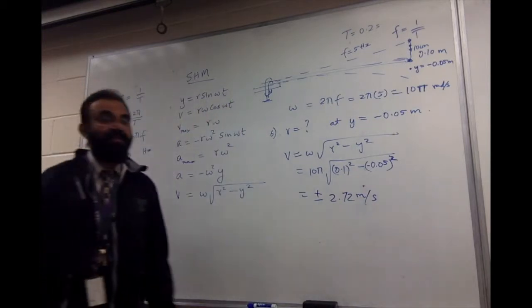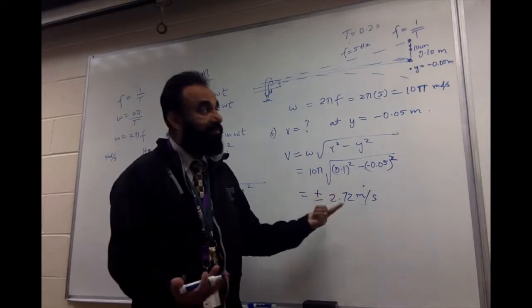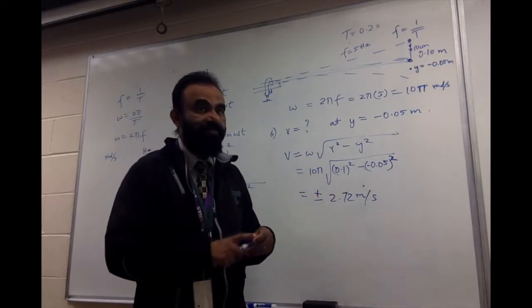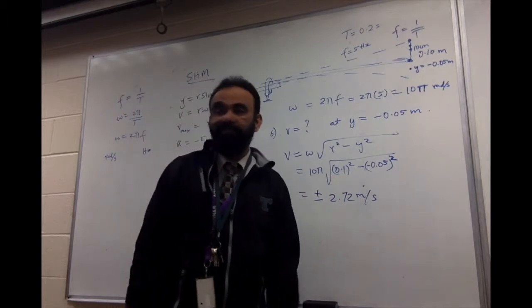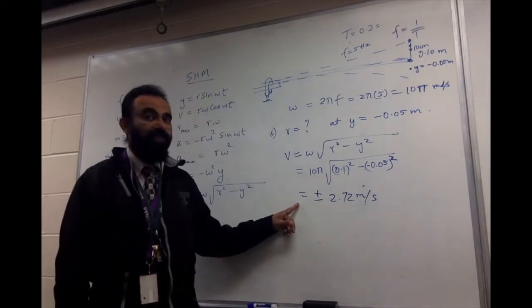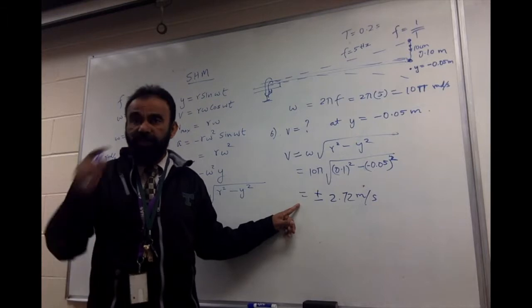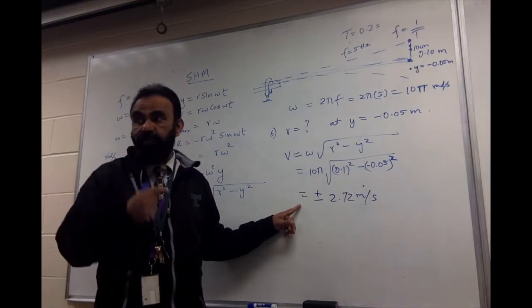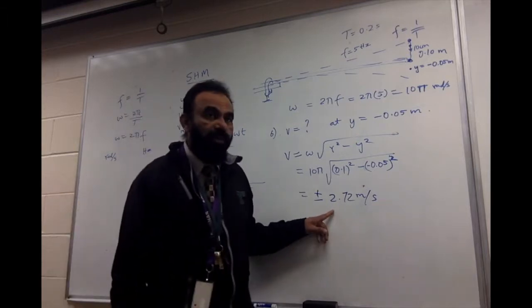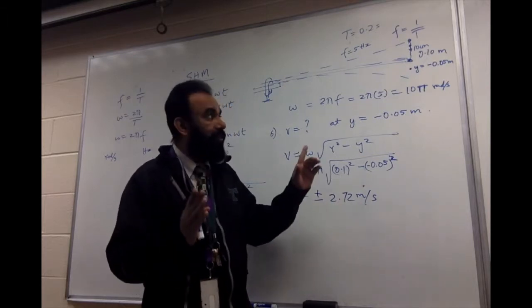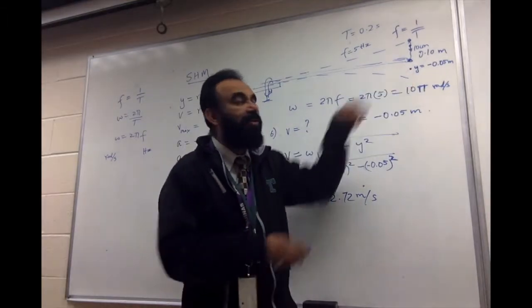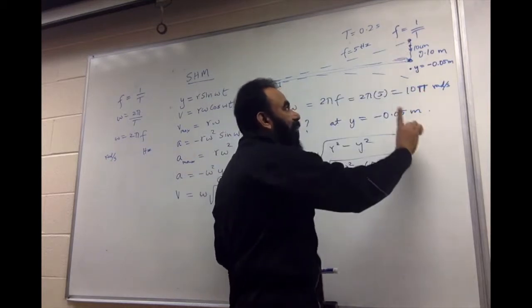Plus or minus. That means, no, it's minus. No, I can't say. Oh yeah, wait. We don't know which way it's going. You don't know which way it's going. So the answer is plus or minus 2.72 meters per second. Pay attention to all these details. Very, very important. When you get an answer of plus or minus 2.72 meters per second, you know the position is here, but you don't know whether it is on its way that way or on its way that way.